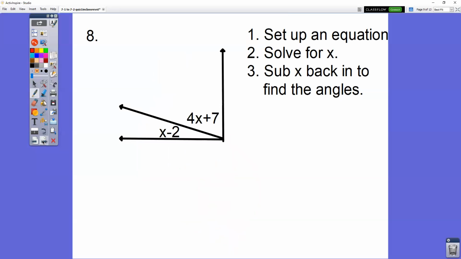Go ahead and try question number 8, please. Set up an equation, solve for x, sub x back in to find the angles.